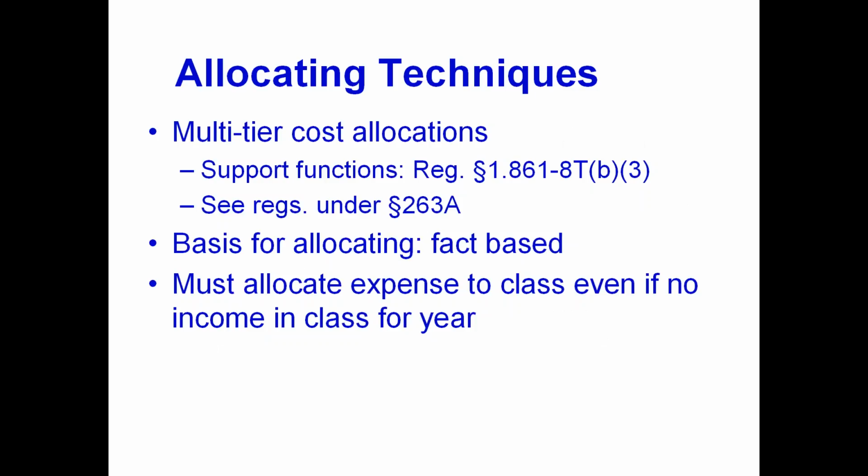So let's talk about some allocating techniques. As we'll talk about a little bit later when I speak on the 263A rules, we may, after we've decided this deduction relates to that income, need to then apportion it. We may, though, decide that this deduction relates not to this class of income, but to some other deduction. And in that case, what we have to do is a multi-tier allocation.